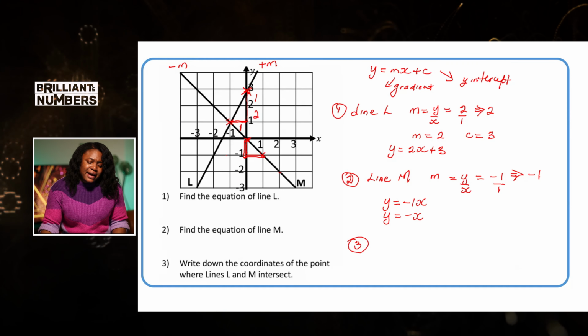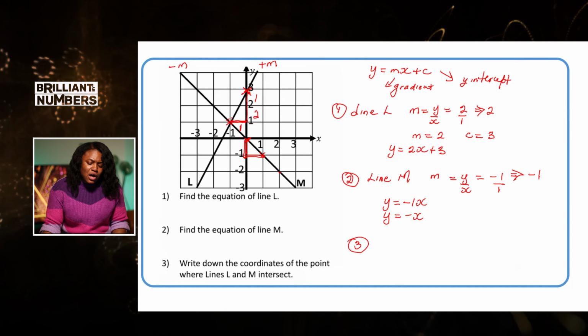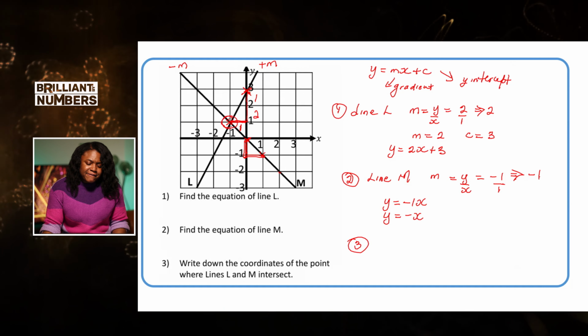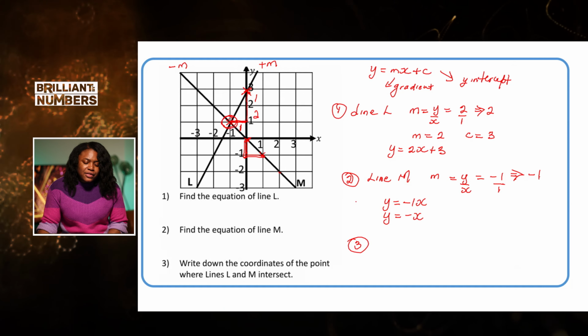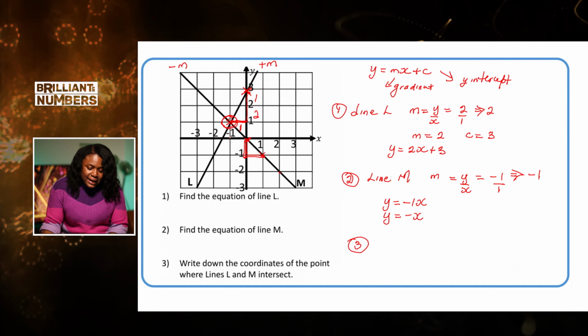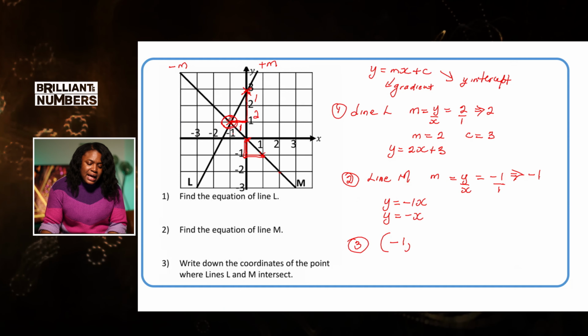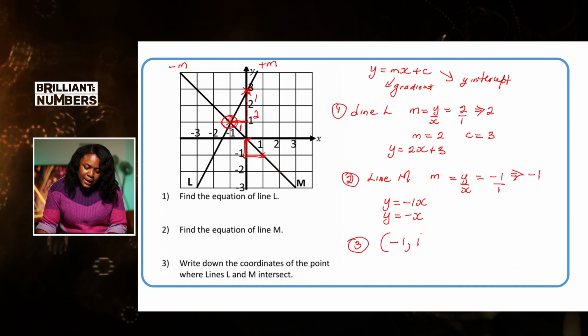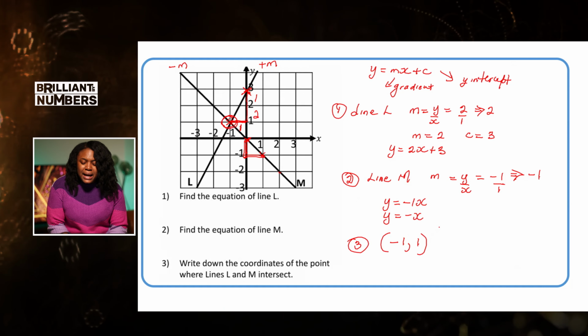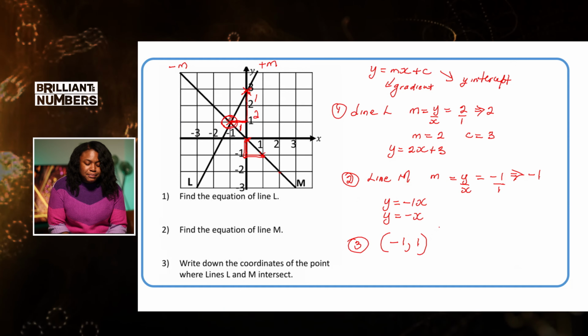So we can see here both of the lines cross each other. I'm just going to circle it to make it visible. They cross each other at that point where x is -1. So let's put our bracket, -1 for x and +1 for y. So they intersect at (-1, 1).